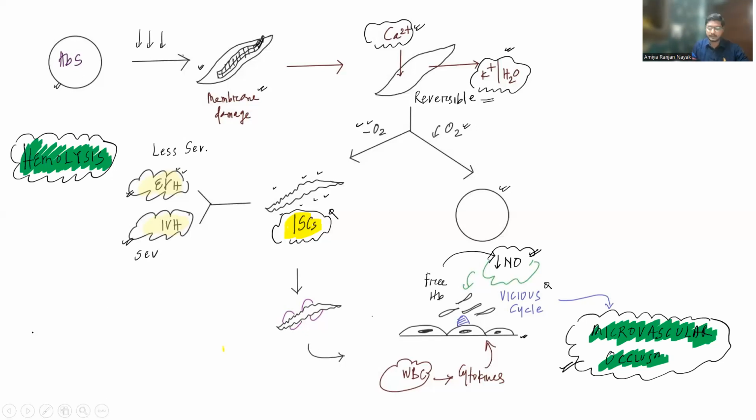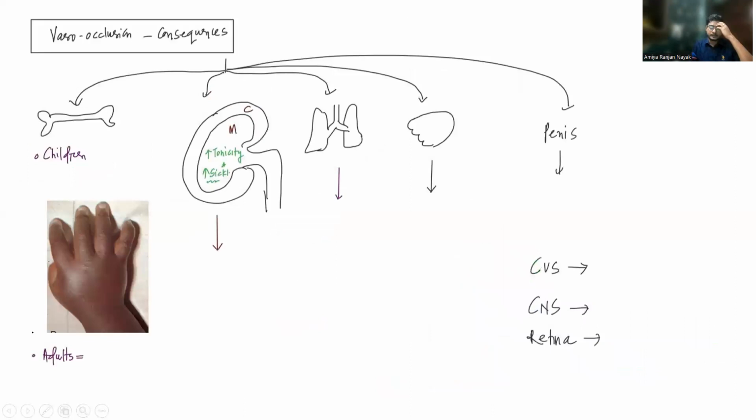Now we'll see the clinical features. As I told, the brunt of the disease will fall on the bone marrow and the spleen. What is going to happen in the bone marrow? Remember, all these organ damages are happening because of this vaso-occlusion. So in bones, in children, they will have a characteristic finding that is known as dactylitis.